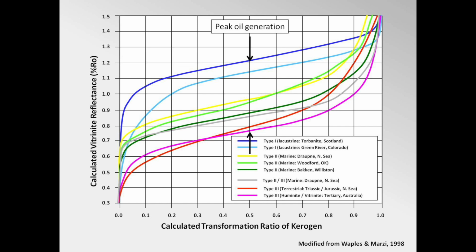Similarly, if we define peak oil generation as a transformation ratio of 0.5, we see that the vitrinite reflectance value could be as low as 0.77% or as high as 1.2%.